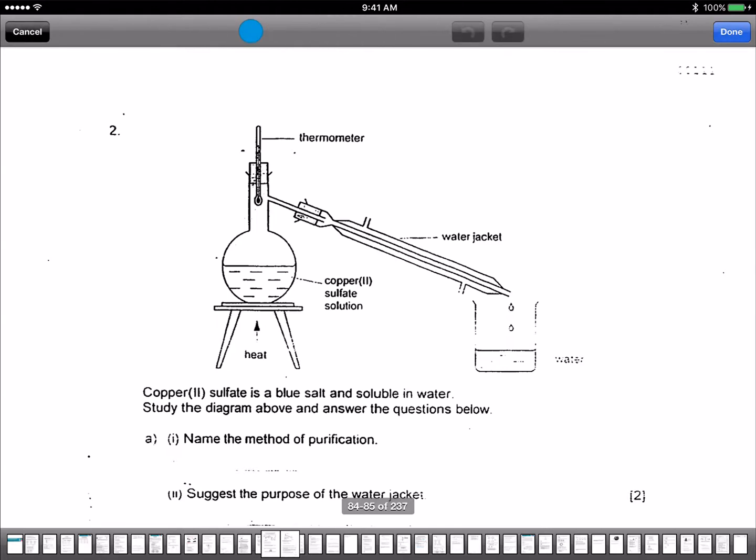It will be left at the bottom here. Copper sulfate. Okay, it will be left at the bottom.